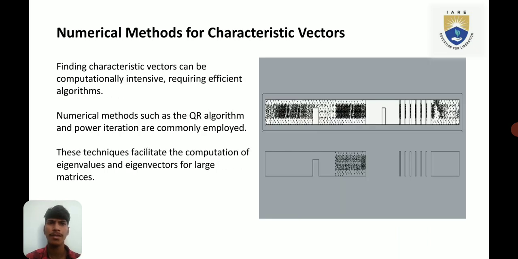Then, numerical methods for characteristic vectors. Finding characteristic vectors can be computationally intensive, requiring efficient algorithms. Numerical methods such as the QR algorithm and power iteration are commonly employed. These techniques facilitate the computation of eigenvalues and eigenvectors for large matrices.